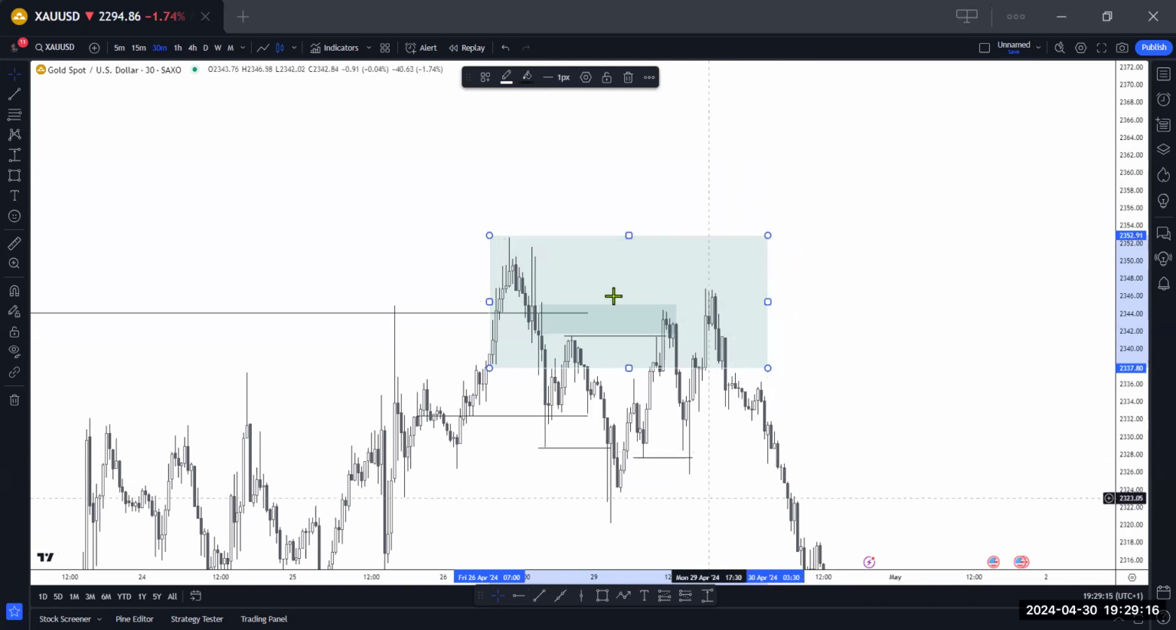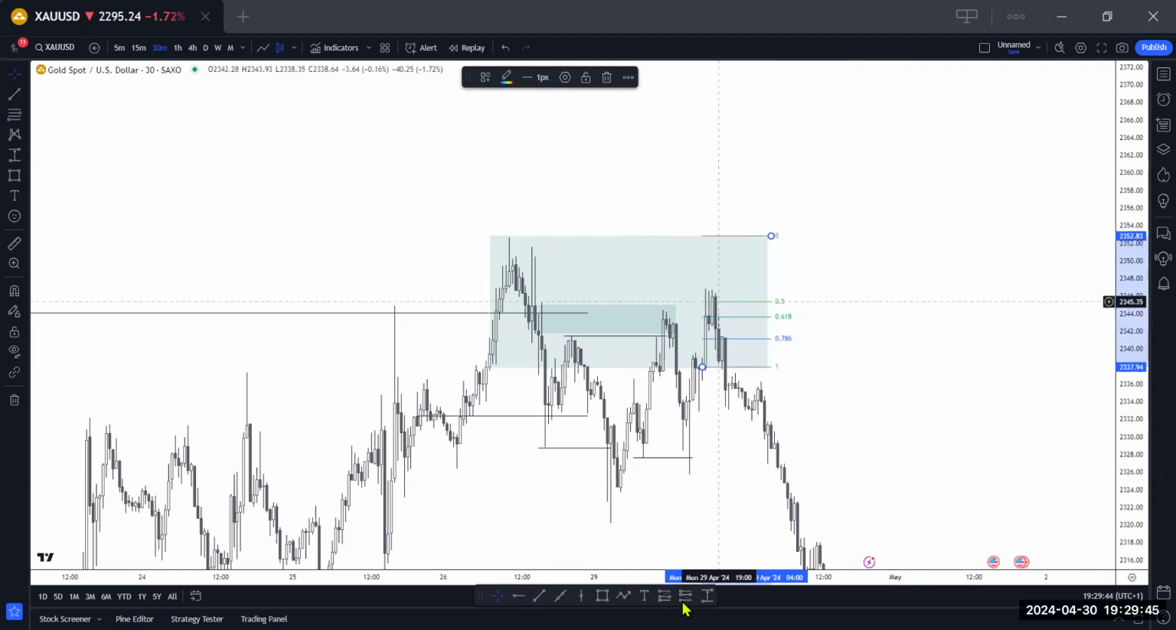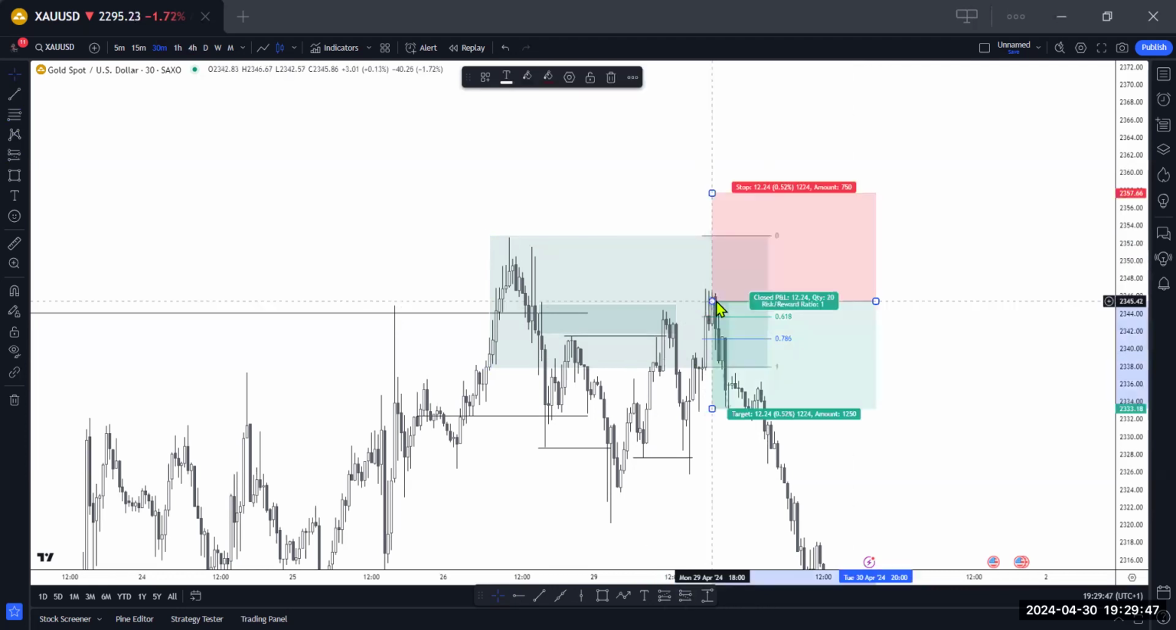I mentioned that you could use the Fibonacci tool. There's something we call the mean threshold. The mean threshold is when we assume that an area or a zone is properly mitigated when price taps into the 50% of that zone. So the 50% area of this H4 zone is this area, right? So this will be your entry.